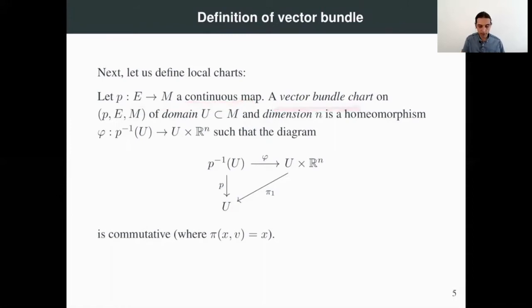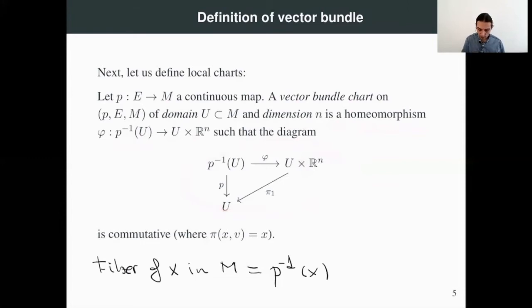And a vector bundle chart on this p: E to M of domain U, where U is an open subset of M, and dimension n, n is going to be the dimension of the fiber, okay? The fiber of a point x in M is just the preimage of x by p. And okay, so a vector bundle chart of domain U and dimension n, this dimension n is because here in the model we have that the fibers are vector spaces of dimension n, is a homeomorphism phi between the preimage of U by p and U times R^n, such that the diagram that is considered here is commutative.